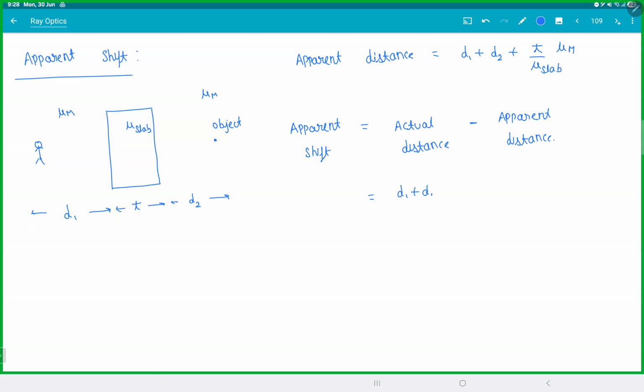What is the actual distance? d1 plus d2 plus t. What is the apparent distance? d1 plus d2 plus t mu medium by mu slab. Subtract them. T into 1 minus mu medium by mu slab. That's what I said. This is a better formula to remember because it doesn't depend on d1, d2. All those are useless.